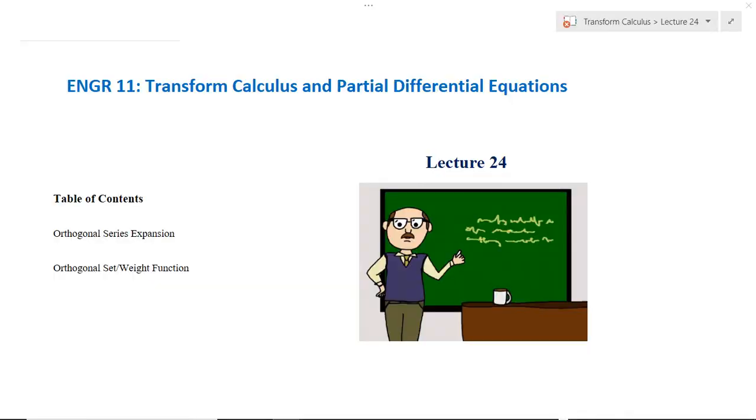Hello guys, we're gonna start our fourth lecture on chapter 12. So in this lecture, I want to talk about orthogonal series expansion, and then I'm gonna talk about orthogonal set with respect to one weight function.